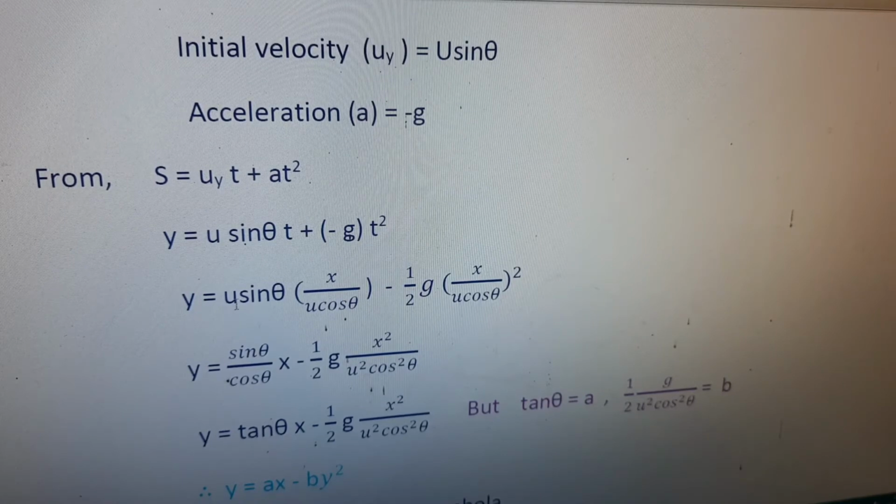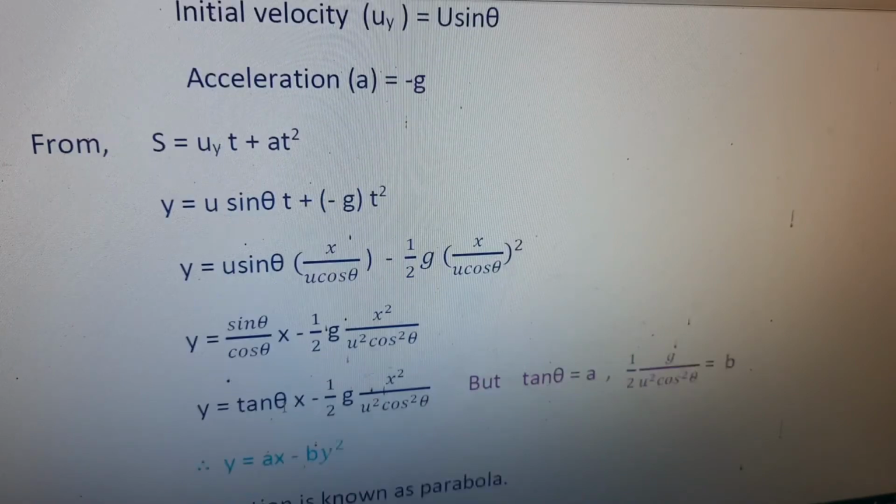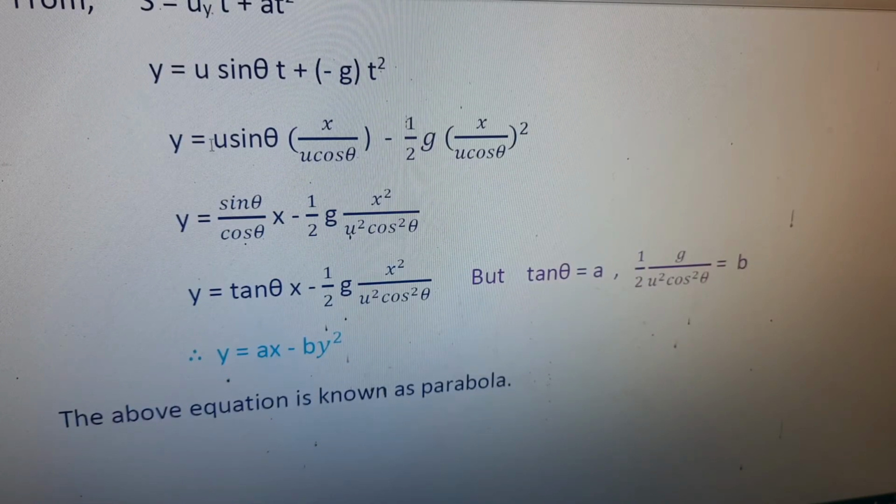So y is equal to u sin theta into t. Instead of t we can write x by u cos theta, minus 1 by 2 g into x by u cos theta whole square. So y is equal to, u will be cancelled, sin theta by cos theta into x minus g into x square by u square cos square theta. So y is equal to tan theta x minus 1 by 2 g into x square by u square cos square theta.